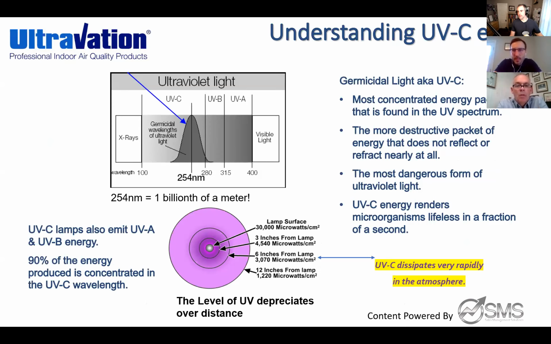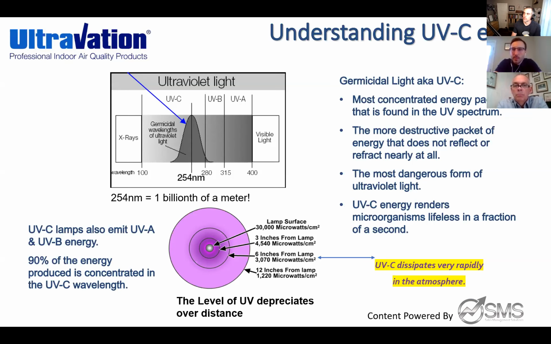So we're going to understand UVC energy. And if you look at the chart right there, it's going to show the UV spectrum. So we know X-ray, we know visible light, we know the different forms of UV. UVC is the most potent, the most dangerous when it comes to ultraviolet light. So you do have UVC, you do have UVB, you have UVA. Those are the different forms of UV, ultraviolet light.